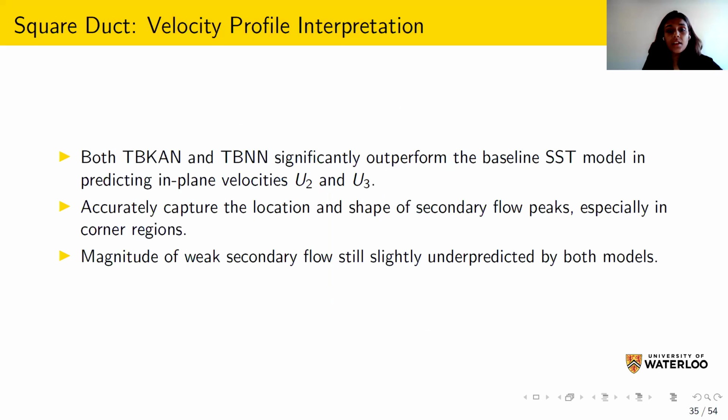Something that we can draw from this test case in particular is that both TB-KAN and TBNN do outperform the baseline SST model. They can accurately capture the location and the shape of the secondary flow peaks, but magnitude-wise, it is still slightly underpredicted by both models.